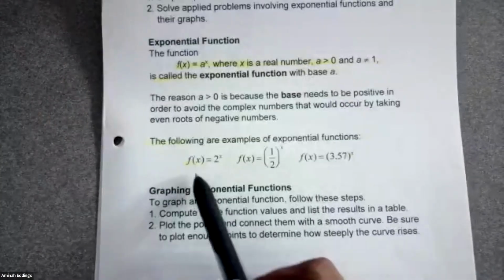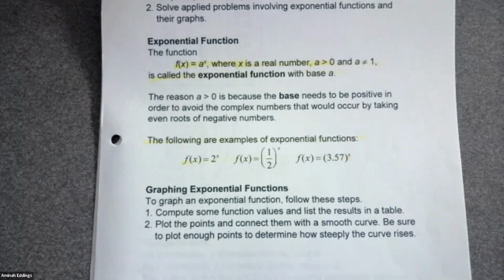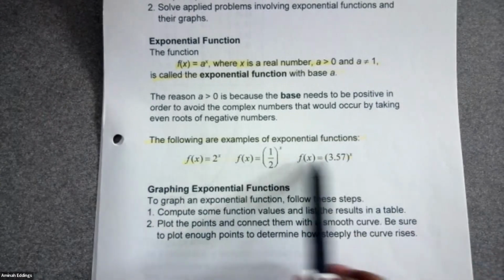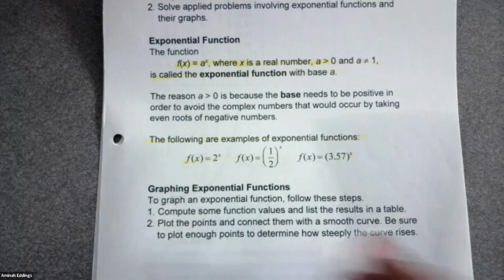Here are a few examples of exponential functions. f of x is equal to 2 to the x power. f of x, or y, is equal to 1/2 to the x power. And then f of x is equal to 3.57 to the x power. Again, take note of, in each of these exponential functions, your exponent is your variable.